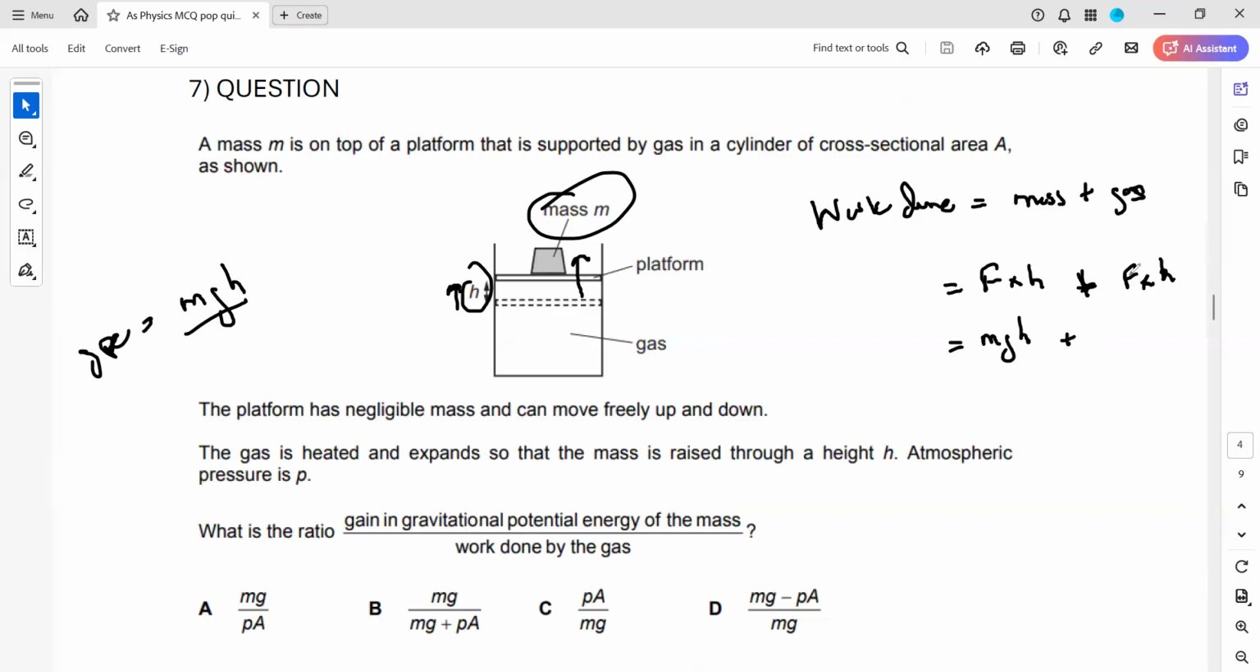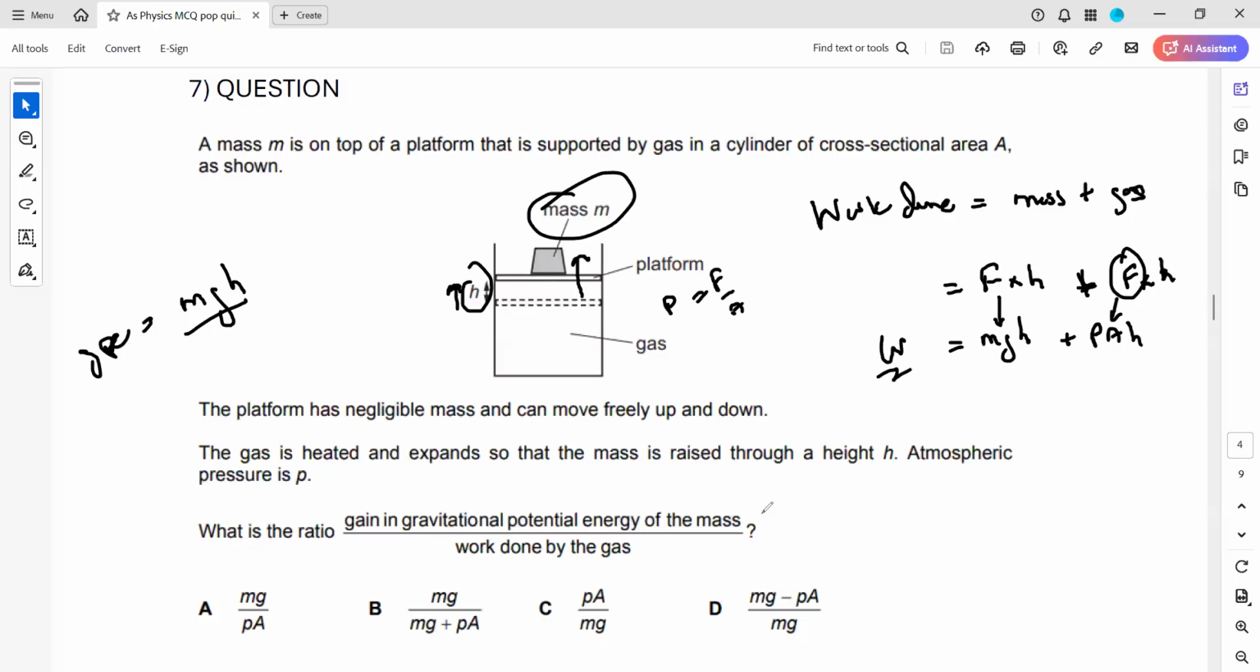And what is the force applied by the gas when it is moving the piston? Pressure is force over area. So the force will be pressure times area. So the force to push the piston is pressure times the area. And the force to lift the object is the weight of the object, mass times gravity. So that is the total work done.